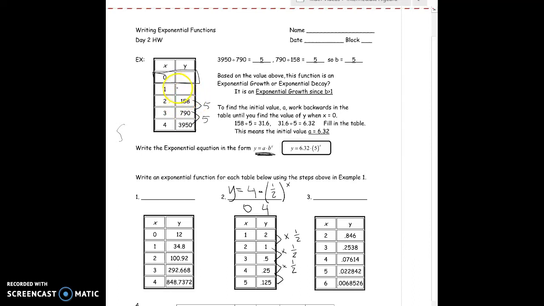So 158 divided by 5 was 31.6. And then 6.32 by dividing by 5. So how they got this equation here was 6.32 is our A, or our initial value. This is our growth factor, and we're taking it to the x power.